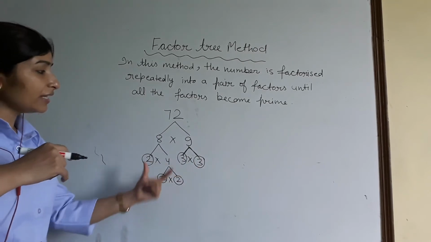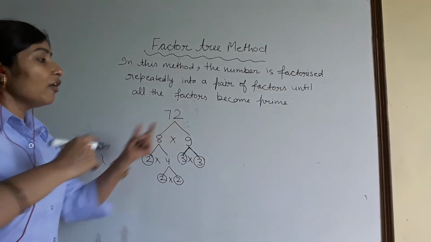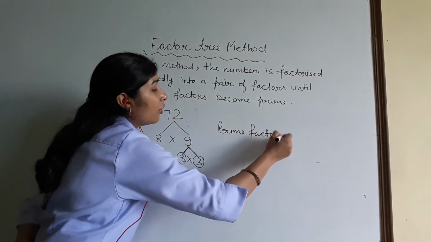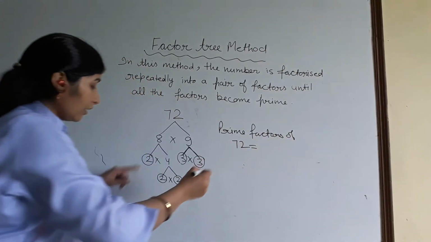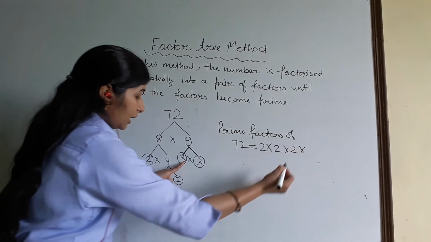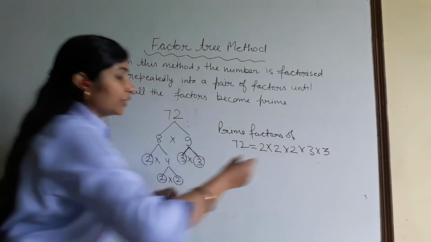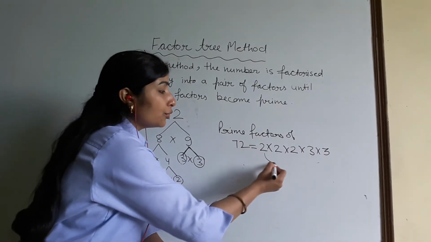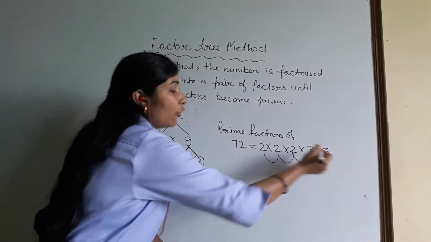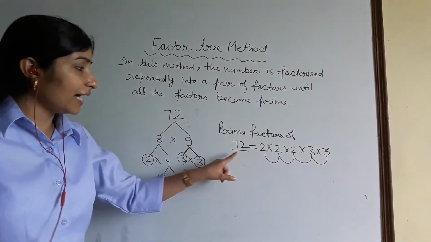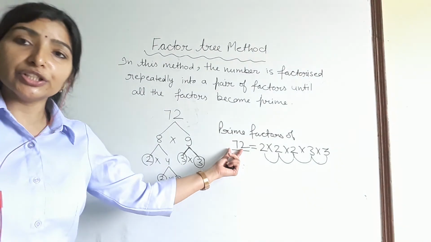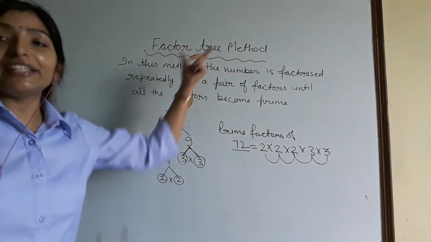Now we will write all the circled numbers in this factor tree method. What are the prime factors of 72? Prime factors of 72 are 2 multiply 2 multiply this 2 multiply this 3 and multiply this 3. And now we will check our answer. 2 2s are 4, 4 2s are 8, 8 3s are 24 and 24 3s are 72. So now our answer is correct. We find all the prime factors of 72. This is called the factor tree method.